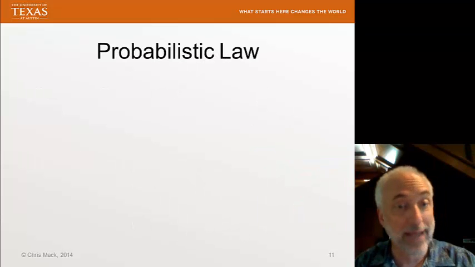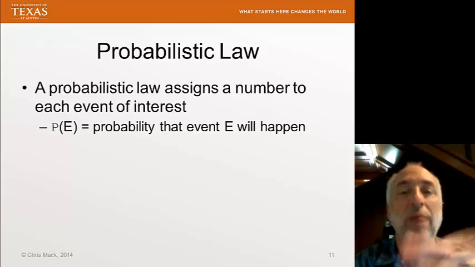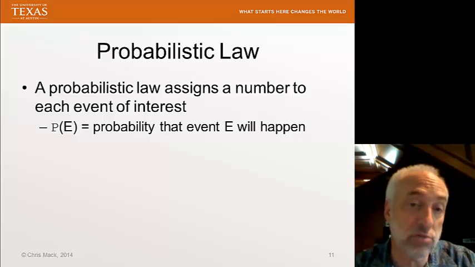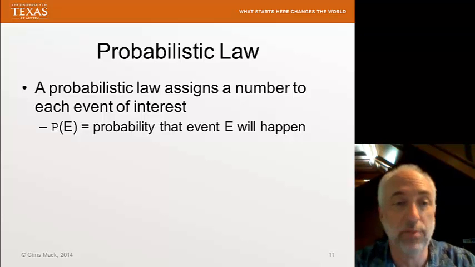Let's now get back to a probabilistic law. A probabilistic law assigns a number to each event of interest. We'd say P of E is the probability that event E will happen.